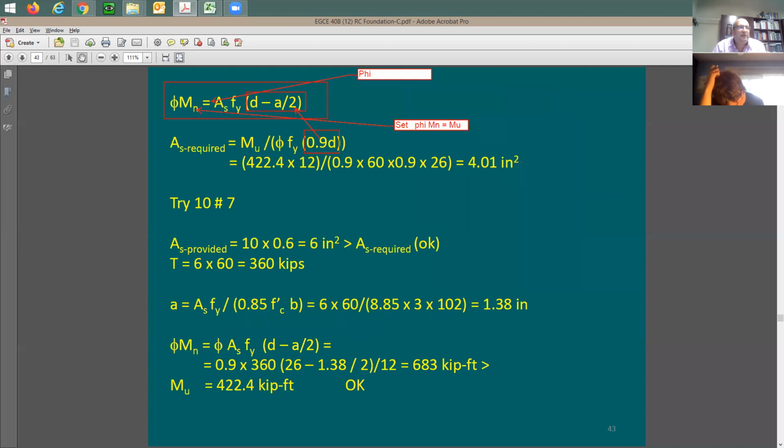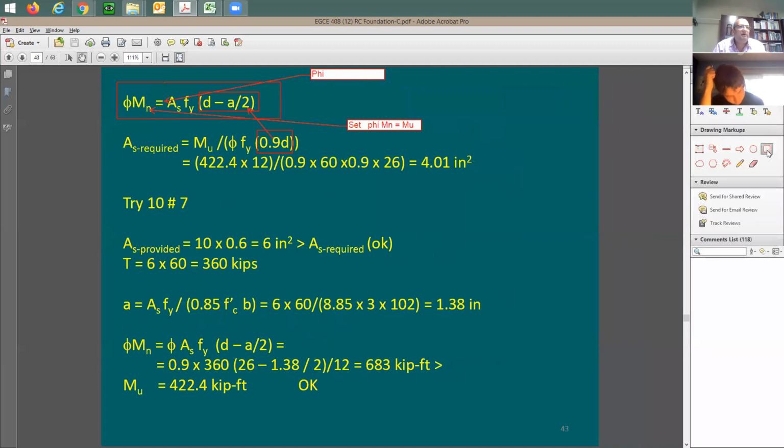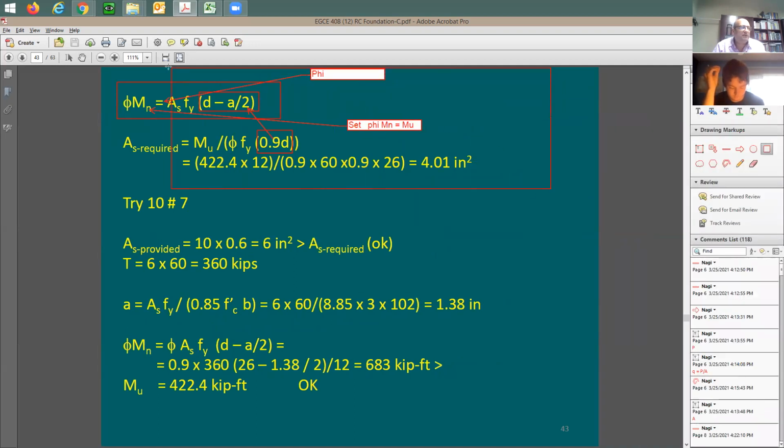So what I have shown here is a way of estimating the amount of reinforcing. And in this case, I estimated that D minus A over 2 to be roughly 90% of the depth. Someone else can have done it 85%, or maybe 95%. Doesn't matter. This is just the first estimate. And after you come up with the amount of reinforcing, you need to back check and find out Vman.